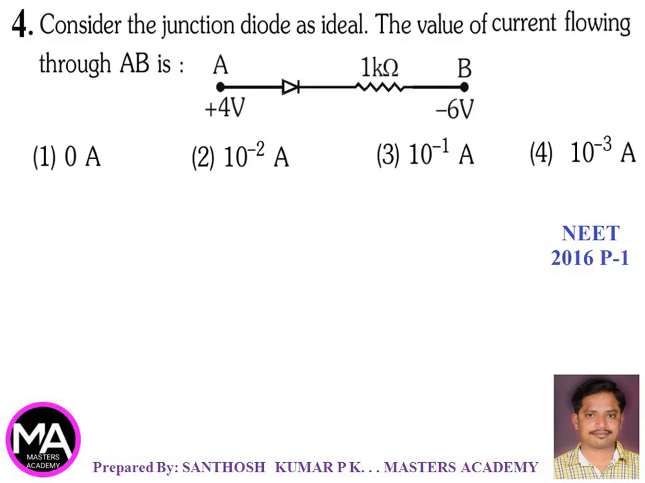Next problem, fourth one. Consider the junction diode as ideal. The value of current flowing through AB is. So here between A and B you are having a diode and a 1 kilo ohm resistor. It is also from NEET 2016.